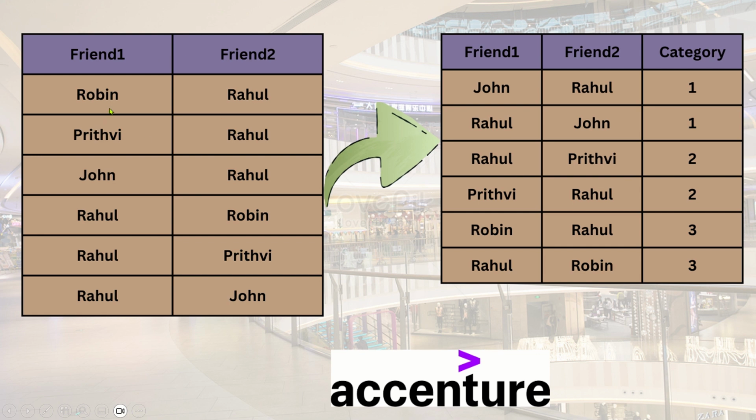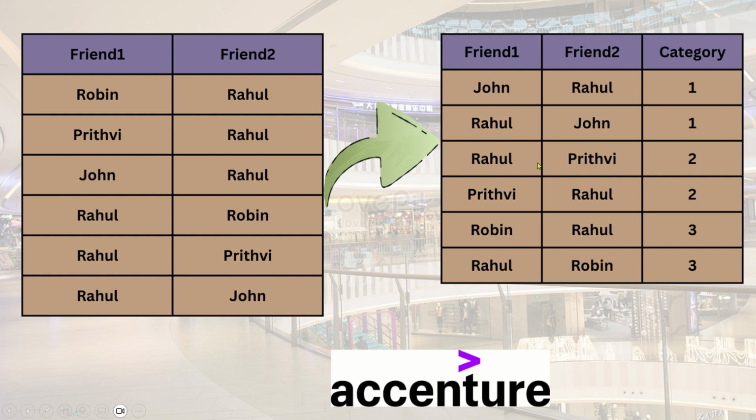So if you see here, Robin and Rahul are friends, Prithvi and Rahul are friends, John and Rahul are friends, and again Rahul and Robin are friends, Rahul and Prithvi are friends, and Rahul and John are friends. So if you see here, Robin and Rahul and Rahul and Robin are ideally the same rows, just that the friend 1 and friend 2 columns were swapped.